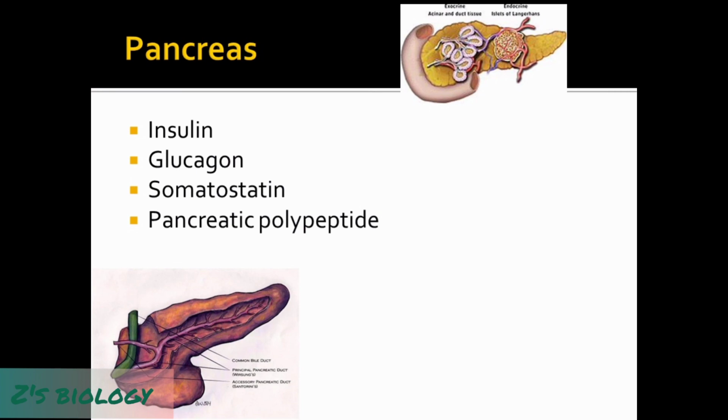So this was it about the pancreas, which is an exocrine as well as endocrine gland.